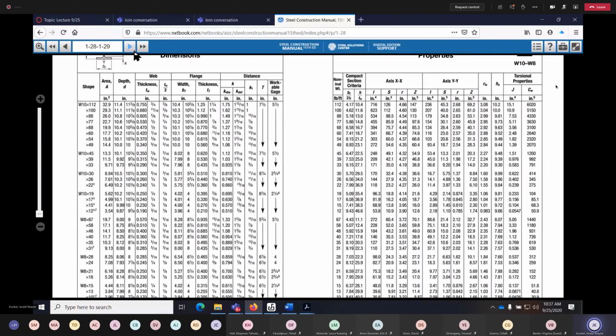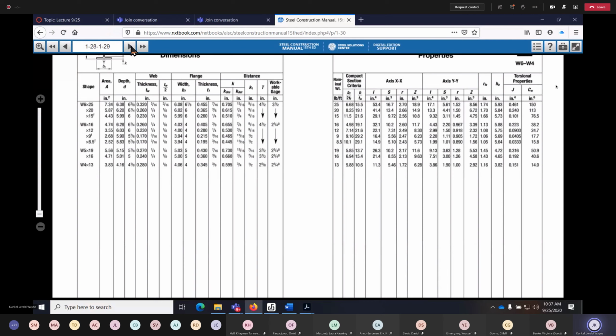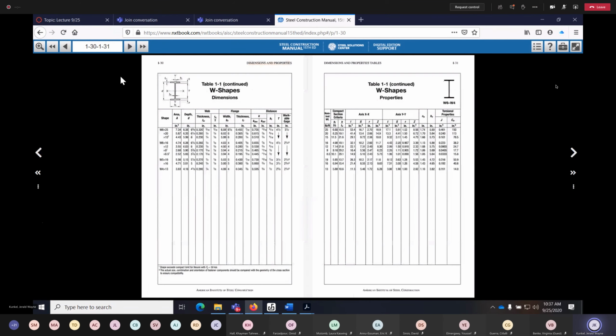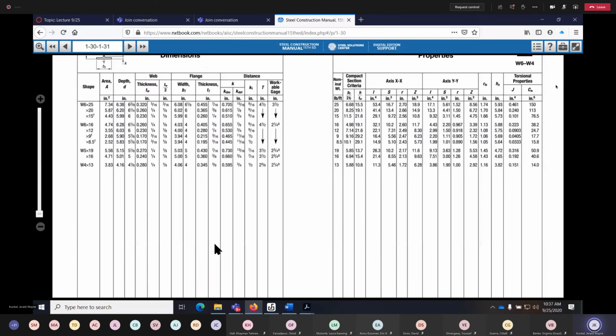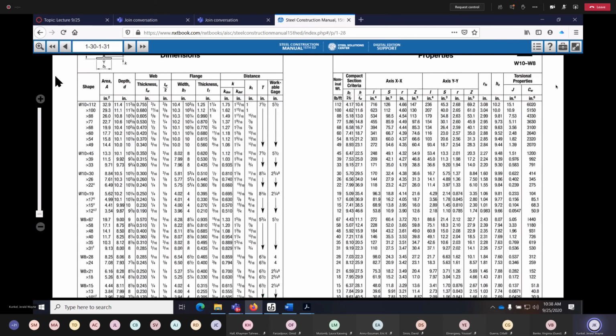Okay, here's W6 by 25 in the manual, and sure enough, it's got an area of 7.34 square inches. Notice in the manual that all of the shapes are listed in inverse order by depth and by weight. So if we go back one page, we'll go back to the W8s.